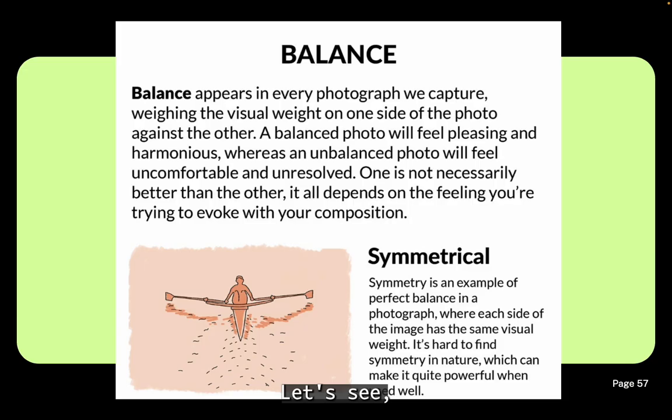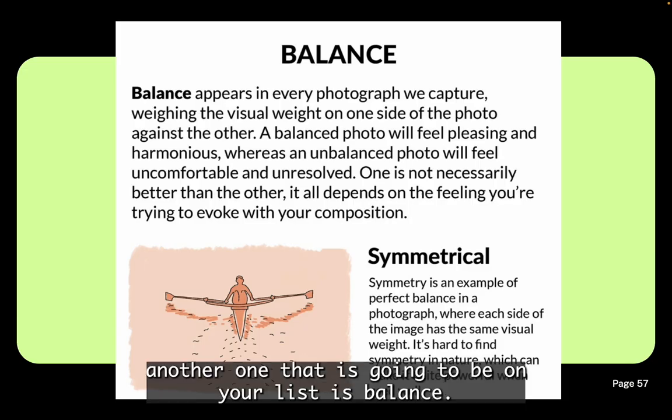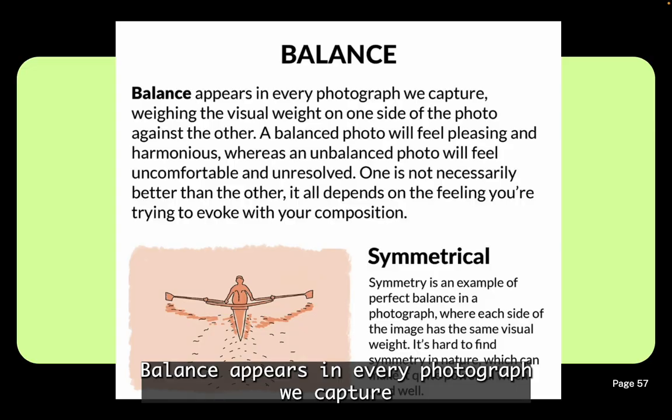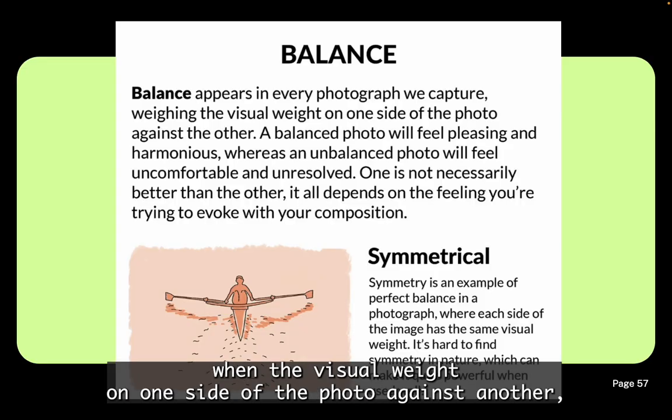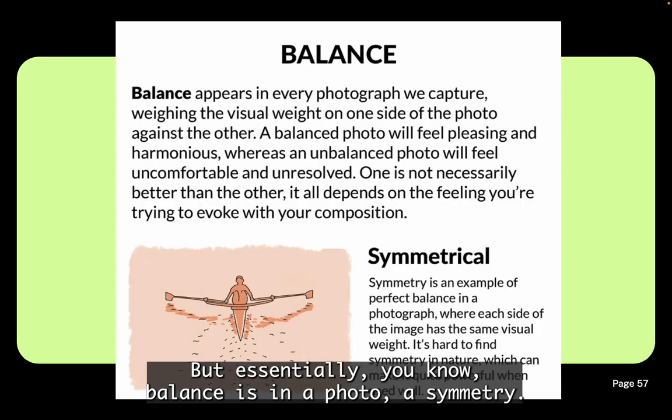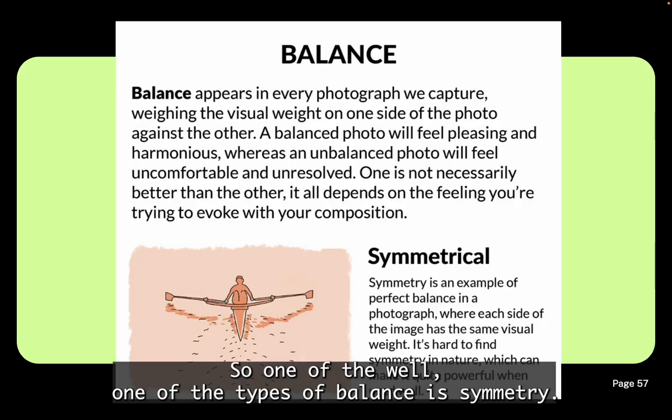Let's see. Another one that is going to be on your list is balance. Balance appears in every photograph we capture, weighing the visual weight on one side of the photo against another. A balance shot will feel pleasing and harmonious. So that's kind of the theory behind it. But essentially, balance in a photo is symmetry. So one of the types of balance is symmetry.